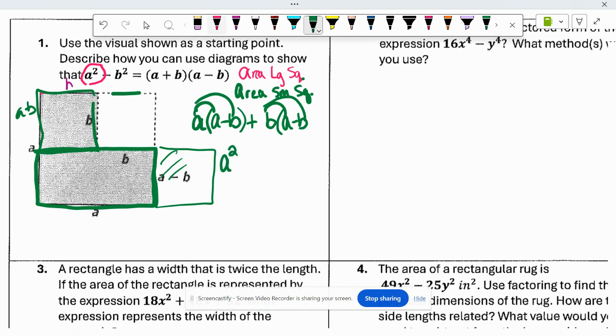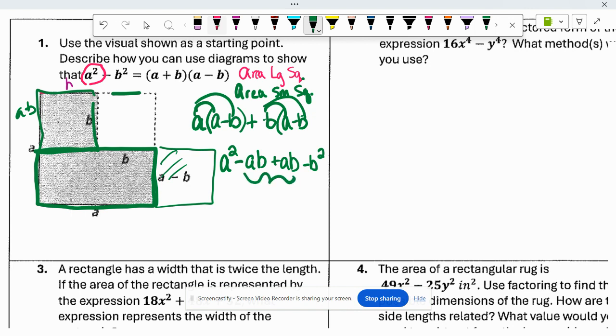And what is a times a negative b? Negative ab. And what is b times a? It's a positive ab, and we're going to put the a first. So a positive ab, and b times negative b is negative b squared.